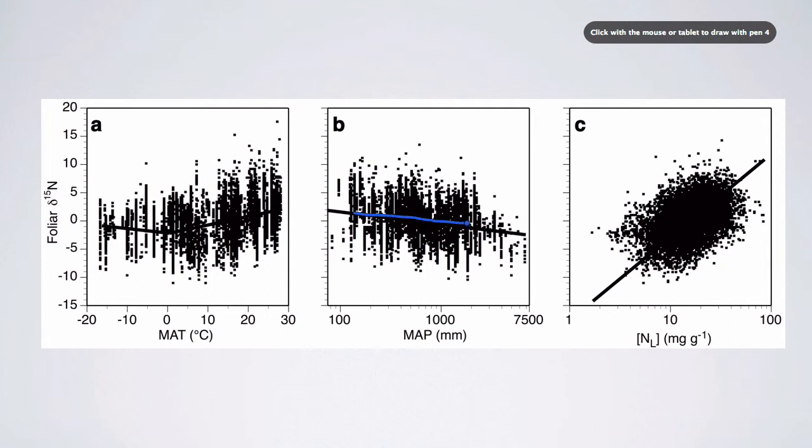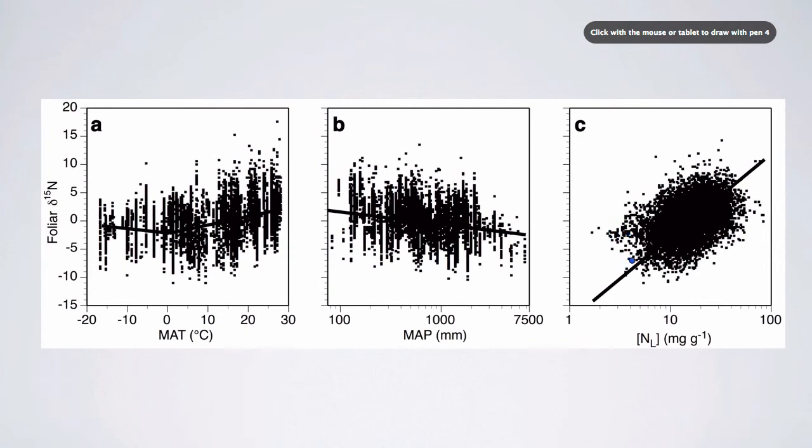Across the precipitation gradient, as we go from dry to wet, when you're in wet ecosystems, you have a lower N15 than in dry ecosystems. That means dry ecosystems tend to have higher nitrogen availability than wetter ecosystems.